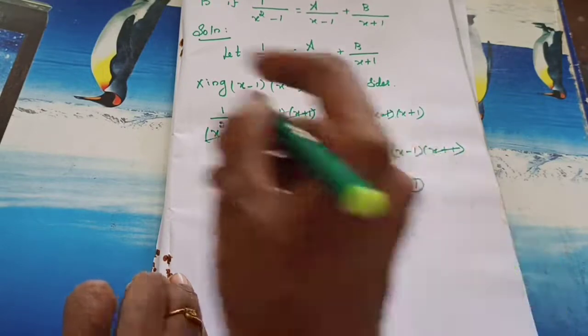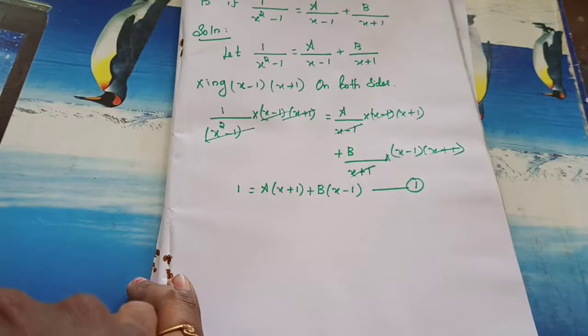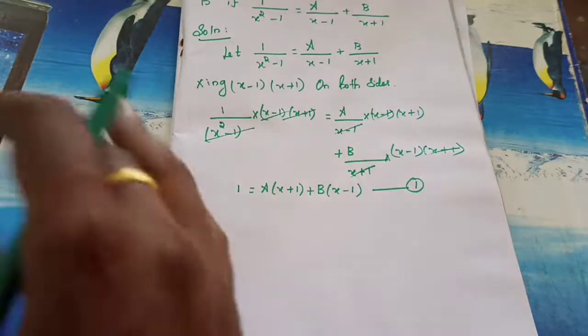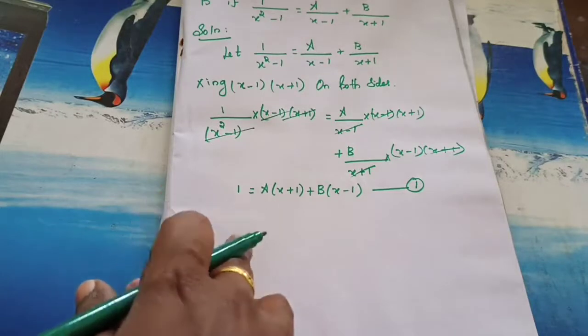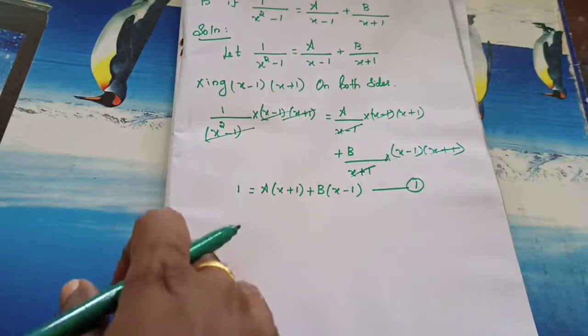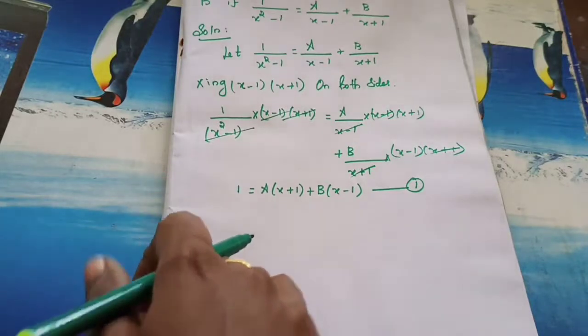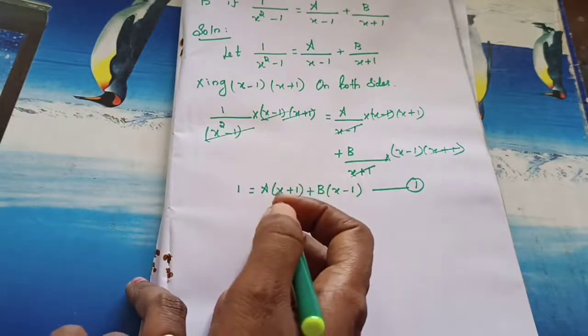Take it as equation number 1. Have you got it? What do you need to do? Multiply both sides by x minus 1 and x plus 1, so some terms get cancelled and the balance is this one. Now you need to find the values of A and B. How will you find them? You need to make one of the terms 0.